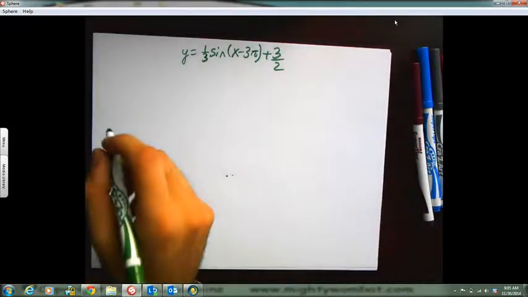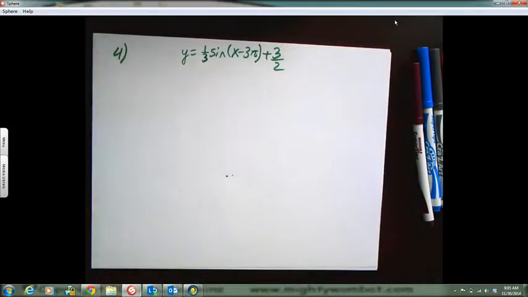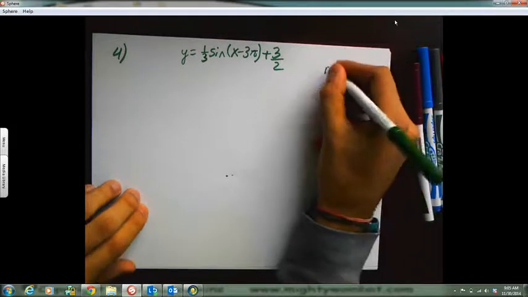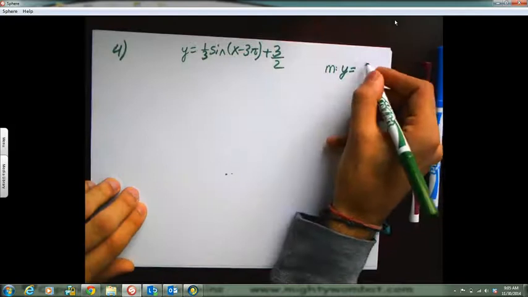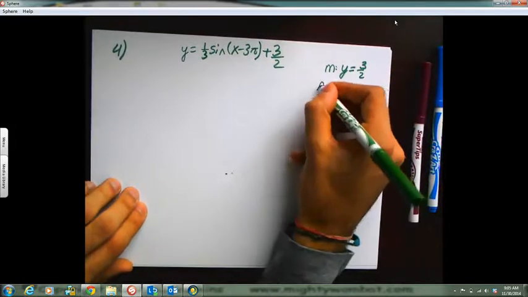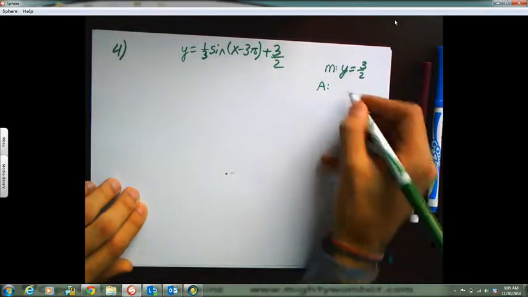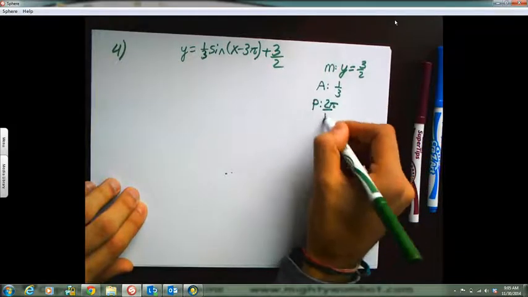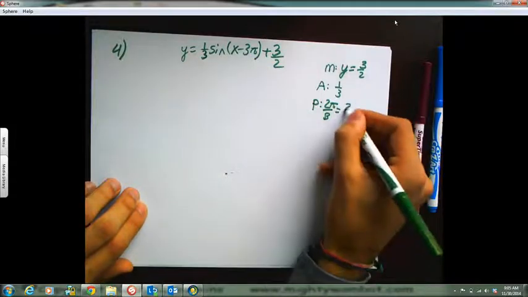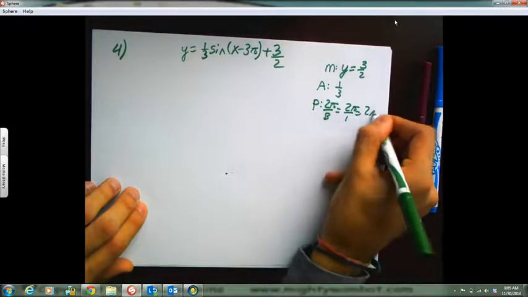This is number 4 on round 2, which says sketch a period of this graph, identify the midline, period, and amplitude, and label the max and min. So let's map this. The midline is y equals, remember that every number is out here, so y equals 3/2. The amplitude is whatever number is here, so it's 1/3. And the period is 2 pi over b. b is 1, so 2 pi over 1, so 2 pi.